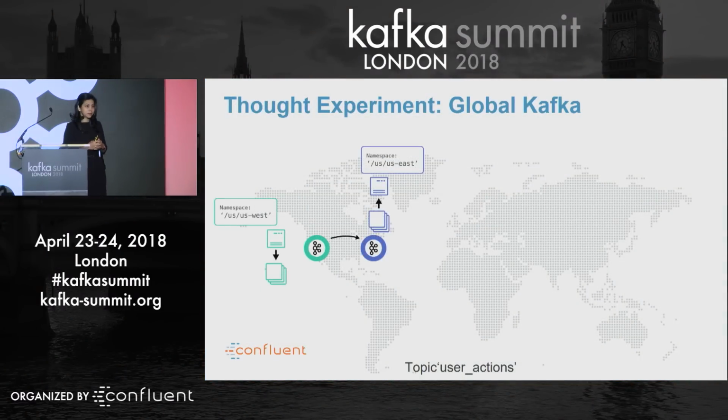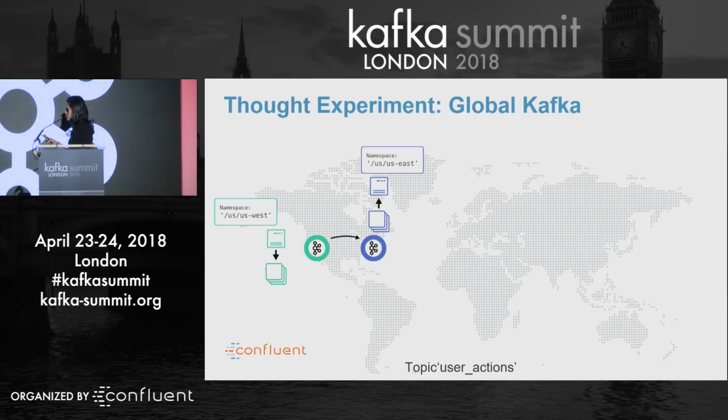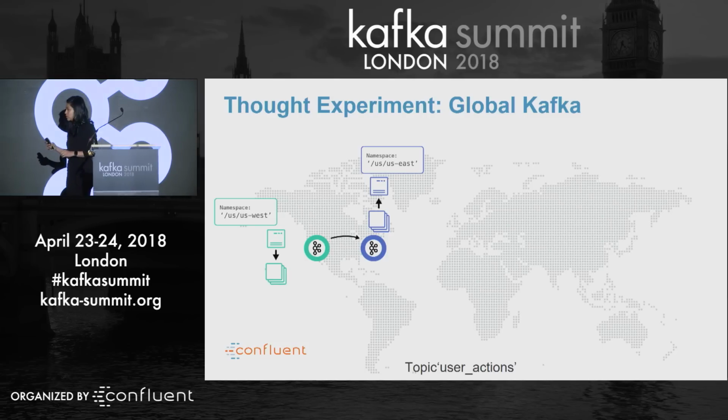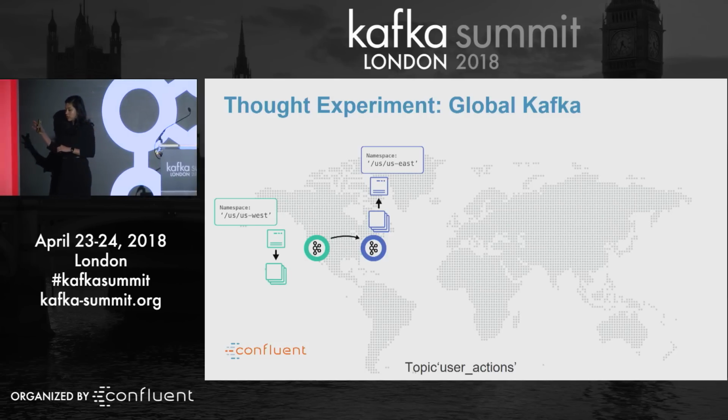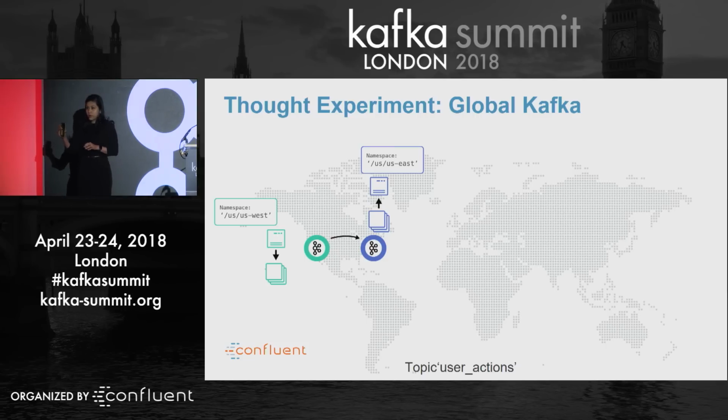Imagine the ability to deploy a Kafka cluster across wide area networks, where a topic is transparently replicated across a set of regions, where you can write locally, you can read locally or globally. So let's make it a little more concrete. Here's a typical deployment. This is a simple banking application. There are two instances of this application, one in US East, the other in US West. They're both tracking user actions. They're writing events to the same Kafka topic.